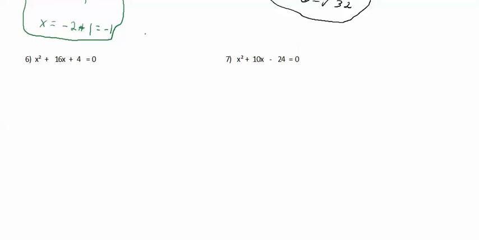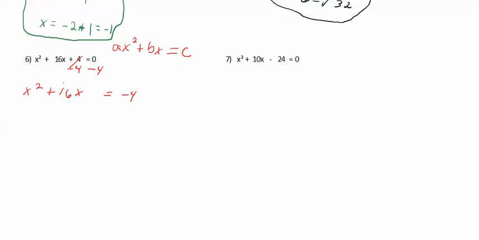Okay, first thing you need to do is make sure that it is in the form ax squared plus bx is equal to c. Is that in this form? And it's not, so I'm going to subtract the 4 from both sides. So now I have x squared plus 16x is equal to negative 4. Okay, now it's in the form that I need to complete the square.